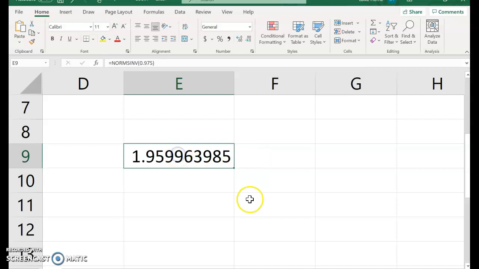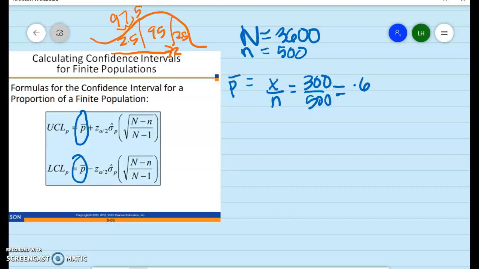So our Z value is 1.96. We round it to 2 decimal places, or 3, 1.960. So now we know that Z is 1.96.